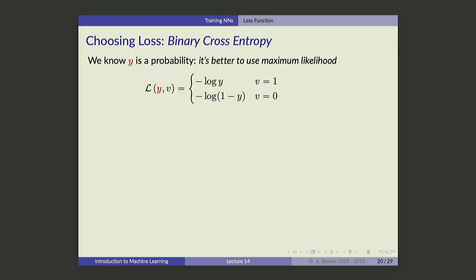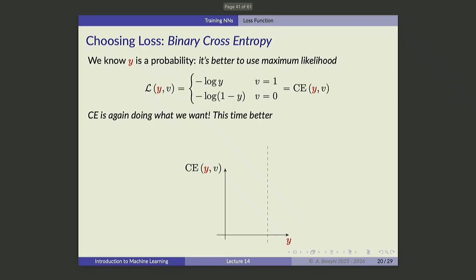We had it before. This is cross entropy, right? The cross entropy function, this is what we have seen before. Cross entropy is essentially the loss function when you treat your problem as a maximum likelihood.